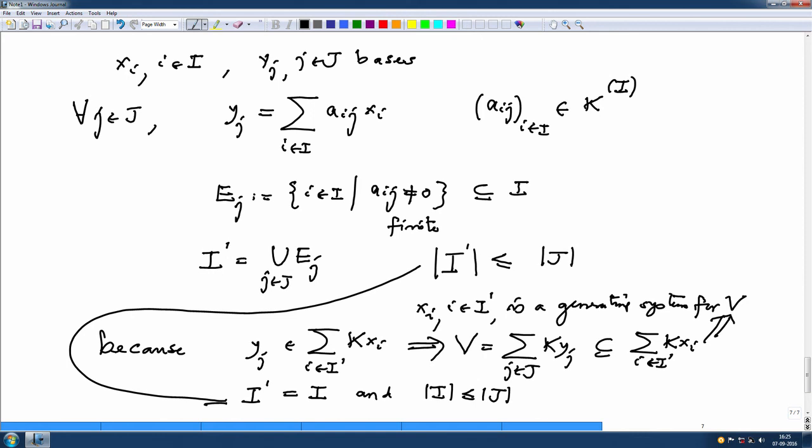Now, I interchange the roles of the basis. So, by interchanging the roles, we get cardinality J is less than or equal to cardinality I, and then the Bernstein theorem will tell you that cardinality I equals cardinality J. This is Bernstein. So, this gives a complete proof of the fact that any two bases have the same cardinality, modulo those two results which I quoted, which are a consequence of John's lemma.